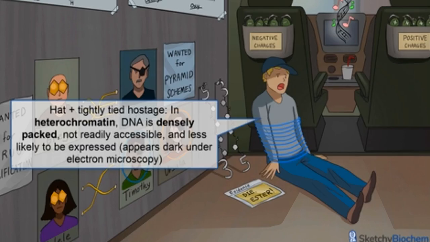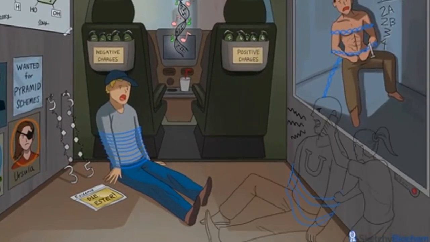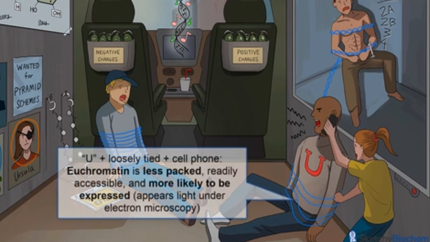Heterochromatin looks like a dark blob under an electron microscope, and I'm sure the gang considered him as a dark blob too. Hostage 2 is loosely tied up. He's expressing himself and he's got a U-shirt because he got it on sale, and it also sounds like euchromatin. Euchromatin is less densely packed, readily accessible, and more likely to be expressed.